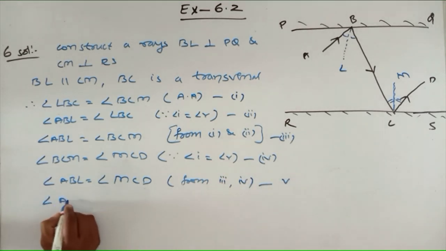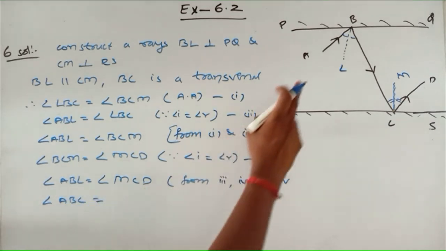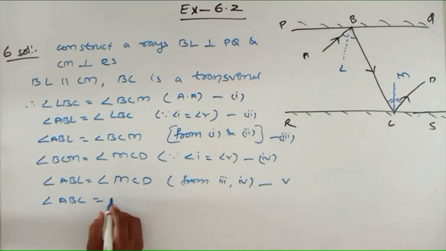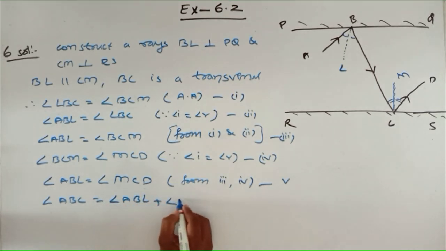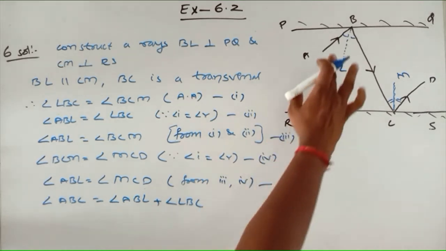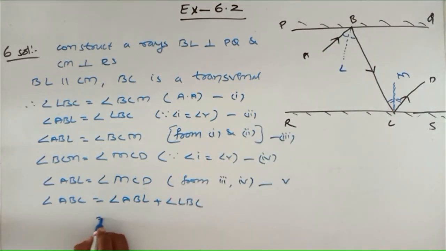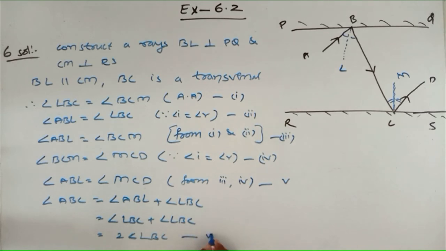Now angle ABC, this total angle I'm taking, angle ABC is equal to angle ABL plus angle LBC, these two combined. Since ABL is equal to LBC, that's equal to angle LBC plus angle LBC, that's equal to 2 angle LBC. Okay, this is the sixth equation.